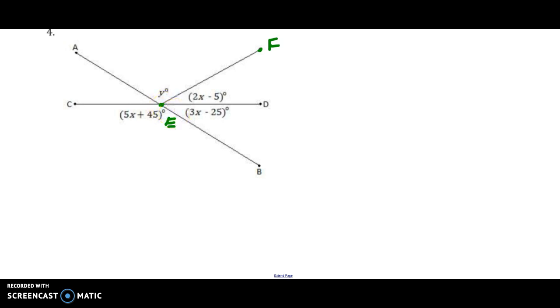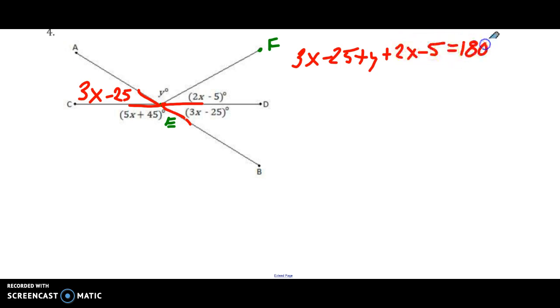Okay. So this diagram is a little bit more complicated than the last one. Some of you may be tempted, or at least may notice, right here, that these angles are vertical, so this is 3x minus 25 as well. And some of you may start off like this: 3x minus 25 plus y plus 2x minus 5 equals 180. The reason we cannot use this is because we have 2 variables. We have an x variable and a y variable, but we only have one equation.